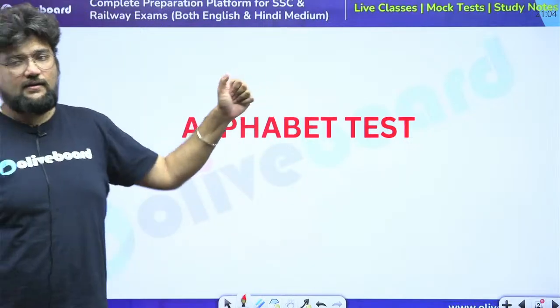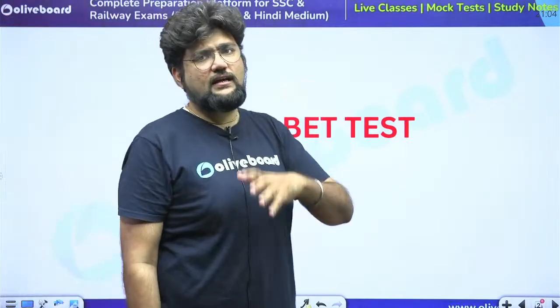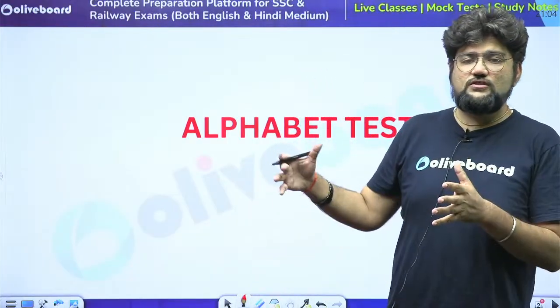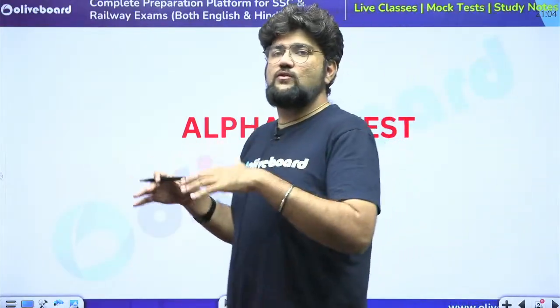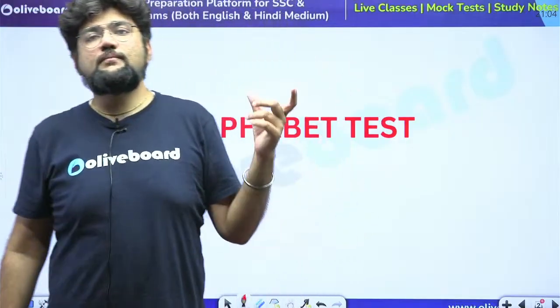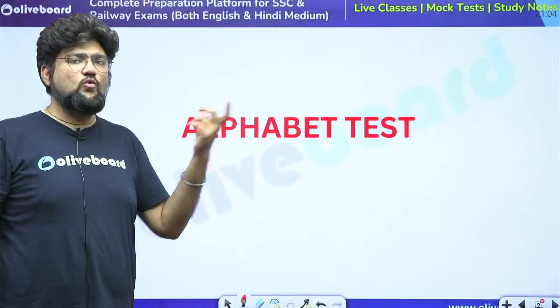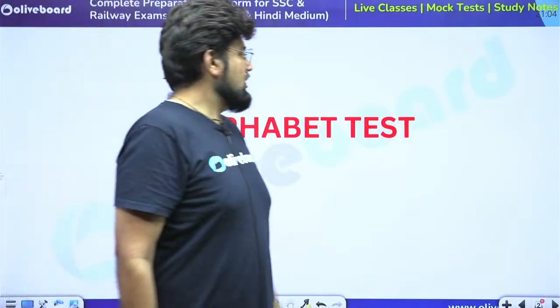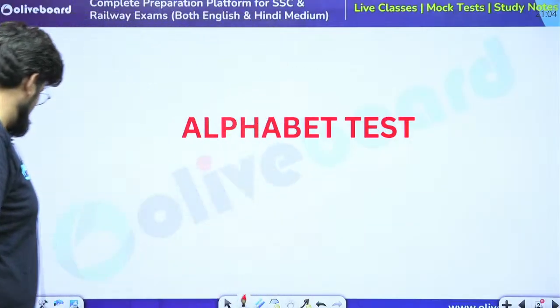So the alphabet test I have already taken in the past in various batches, and there we have done very basic level of questions. But here the level of questions is pretty good, it's pretty high. So accordingly, we'll be dealing with this. The questions will be mostly based on previous year questions from all railway examinations, right? So let's start the session without any further ado.